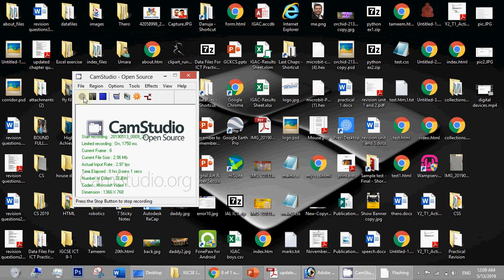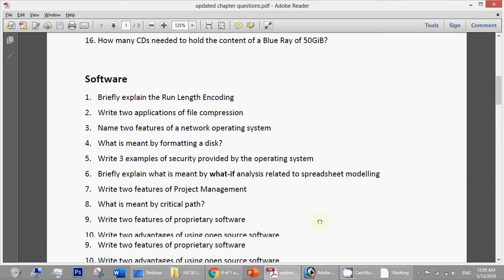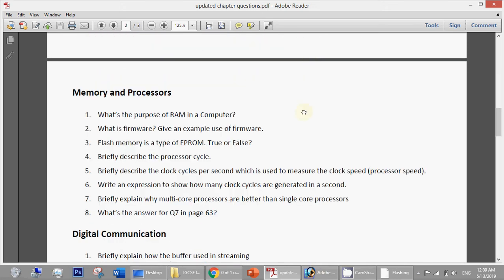Okay, here we come with the next set. Okay, this is memory and process.